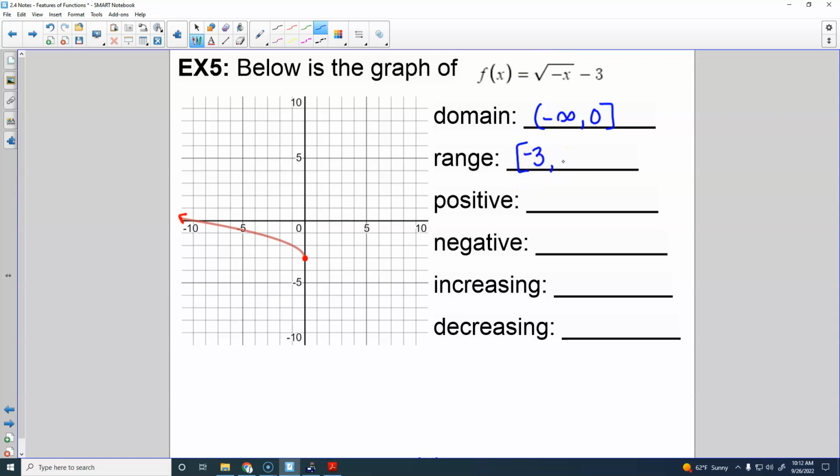And what's the highest number I'm ever going to have? It does. It goes to positive infinity. It's not very steep right there, but it just keeps going up forever, so it would be positive infinity. Okay?